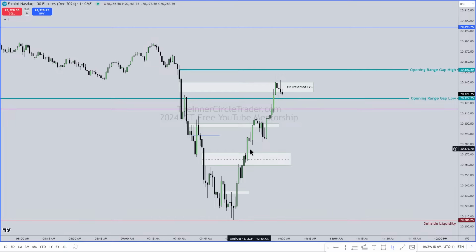And I told you I wanted to see it trade back up into the opening range gap, which are these two blue lines here. But more specifically, I want to see it trade back to my first presented fair value gap. That's what it's coded to do. That's why it's there. That's why it's designed to be there, because it gives me an edge. It gives me the advantage that none of you ever had.